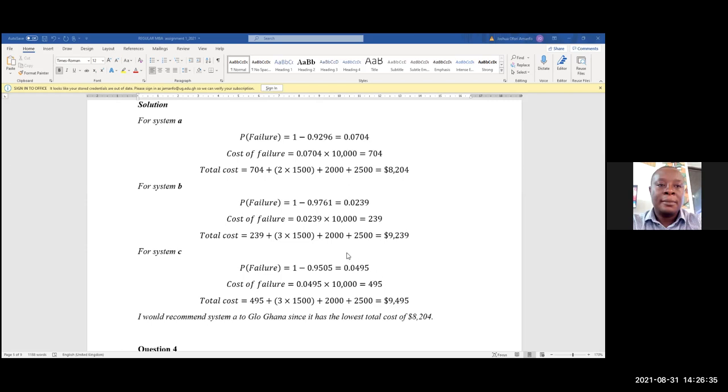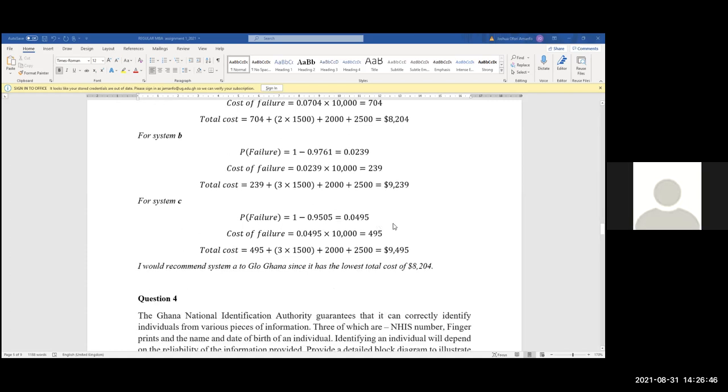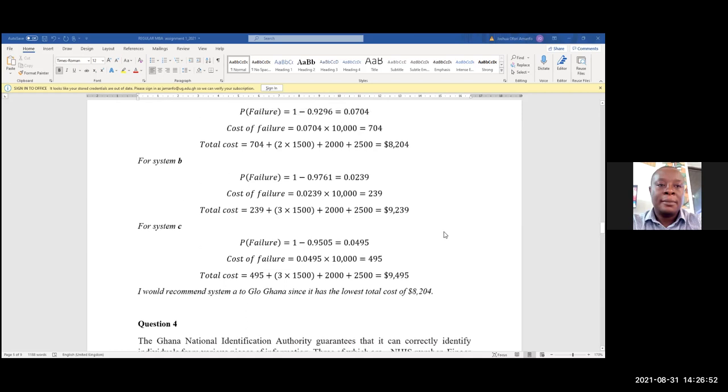Okay, so we do the same for system B and for system C. You subtract the system reliability from one, the same procedure. You understand? Yes, please. And because it is cost, we go for the lowest, like the scenario I gave, of people running away from expensive Samsung phones because replacing the screen is so expensive. They don't want to spend much, they want to spend less. So we go for a less expensive system.